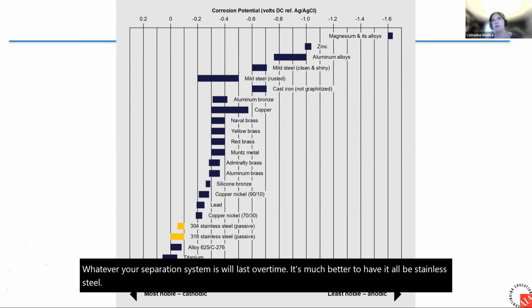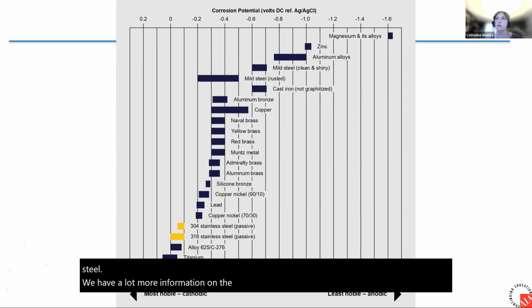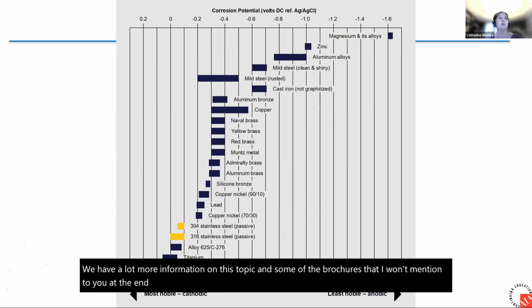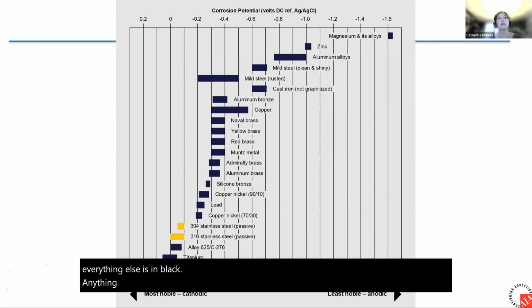We have a lot more information on this topic in some of the brochures that I will mention to you at the end. But if you look at this, you can see I marked 304 and 316 in gold. Everything else is in black. Anything to the right of those, that 304 and 316, will corrode to protect the stainless steel.